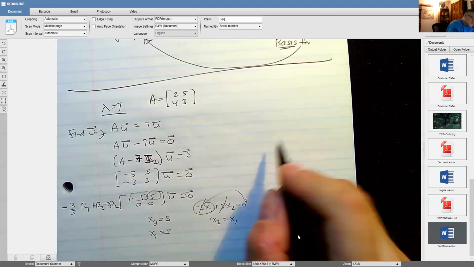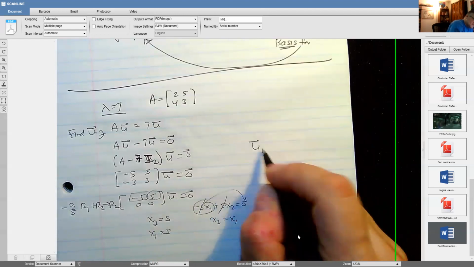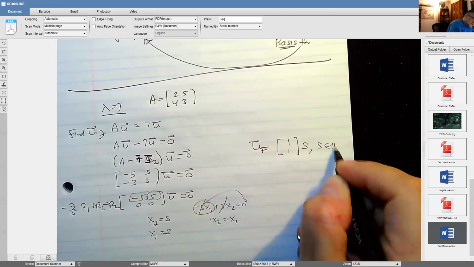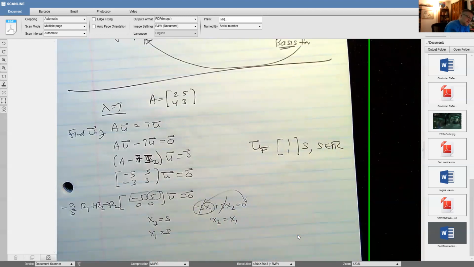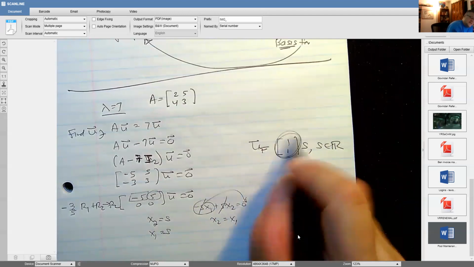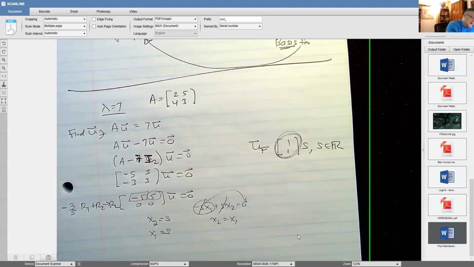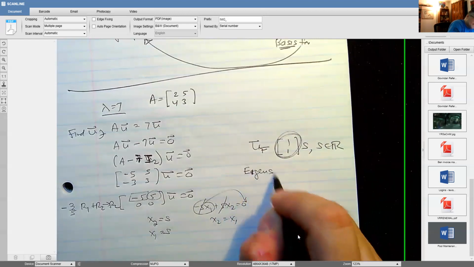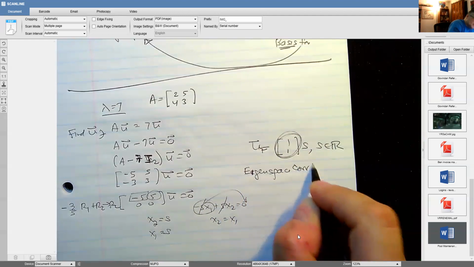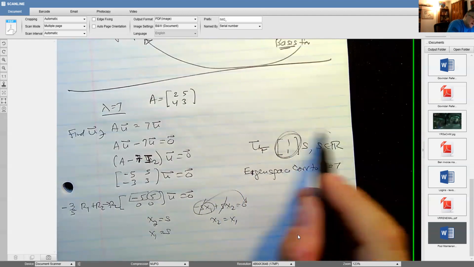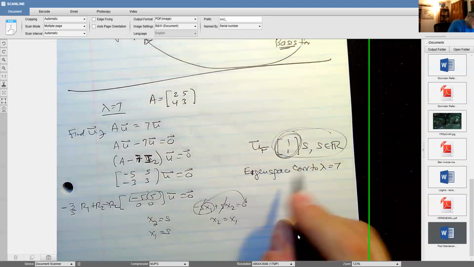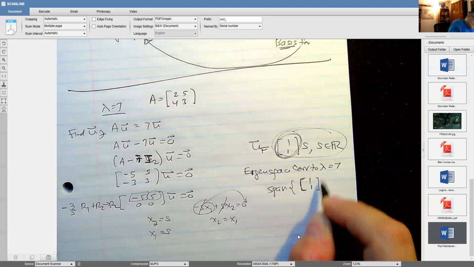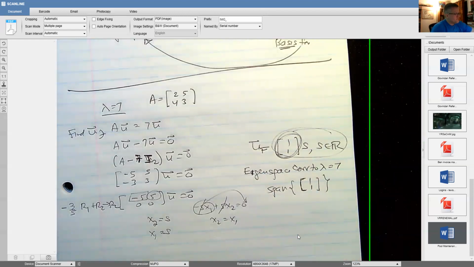And so we know that our vector u is equal to 1, 1 times s, where s is any real number you want. And so we'll think of this as the basic eigenvector corresponding to lambda equal to 7, but the eigenspace corresponding to lambda equals 7 is all of these vectors. It's the collection of all of those vectors. That's just the span of the vector 1, 1.